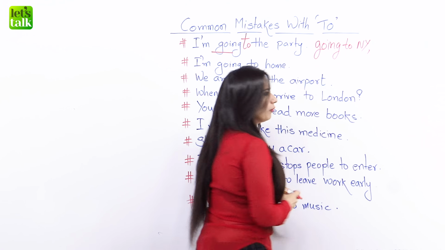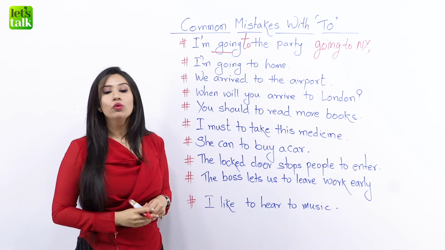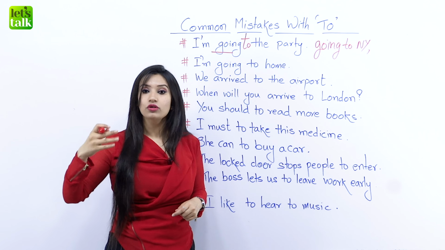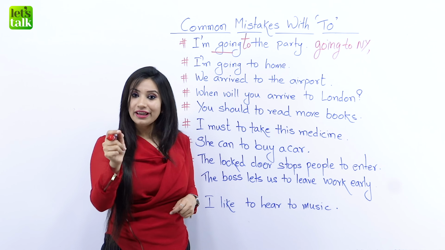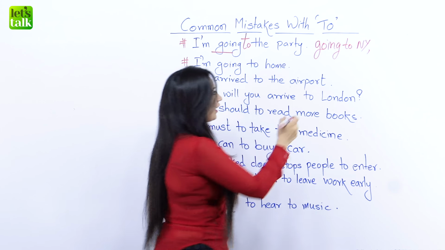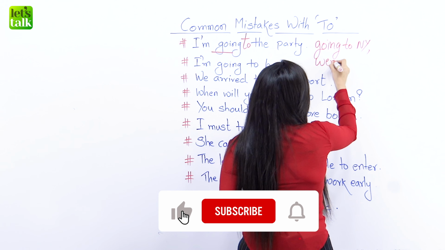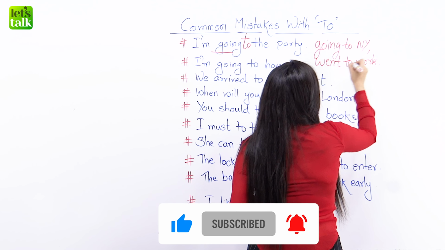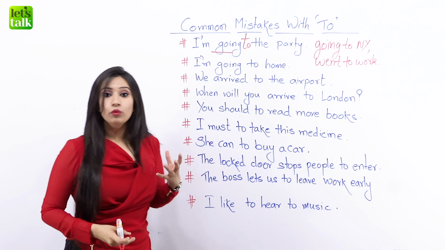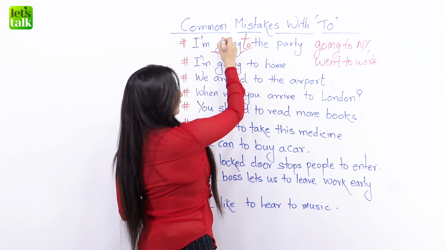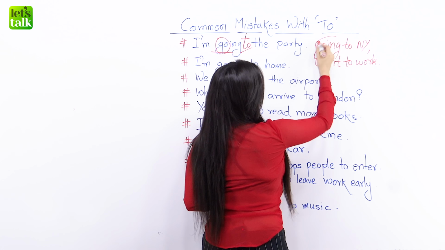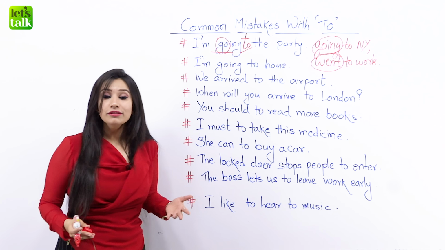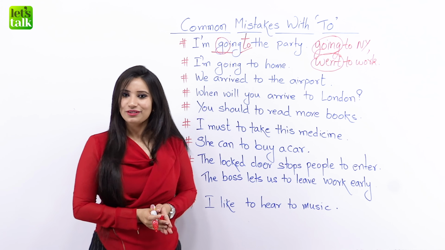Okay? And how about work? If you went to work, which means you went there in the past, there also we have added "to". Went to work. So as you can see, we have used "to" with go, with going and also with went. So this means with all the forms of go, we have used "to".